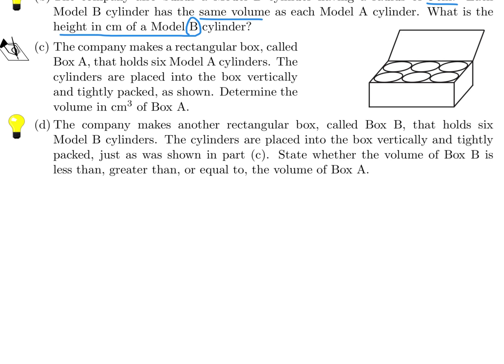The company makes a rectangular box called box A that holds 6 model A cylinders. The cylinders are placed into the box vertically and tightly packed as shown. Determine the volume in centimeters cubed of box A.